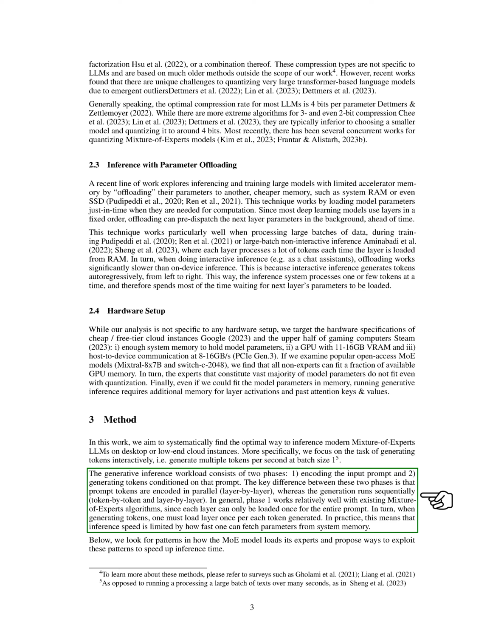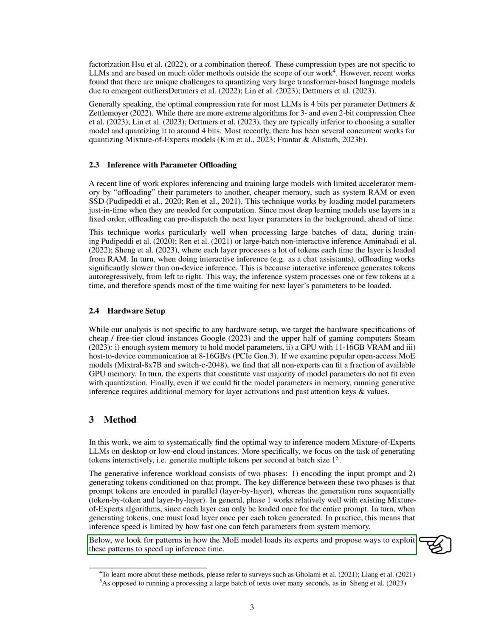In general, phase 1 works relatively well with existing mixture of experts algorithms, since each layer can only be loaded once for the entire prompt. However, when generating tokens, one must load the layer once per each token generated. In practice, this means that inference speed is limited by how fast one can fetch parameters from system memory. We've noticed some patterns in how the mixture of experts model loads its experts, and we're proposing ways to exploit these patterns to speed up inference time.